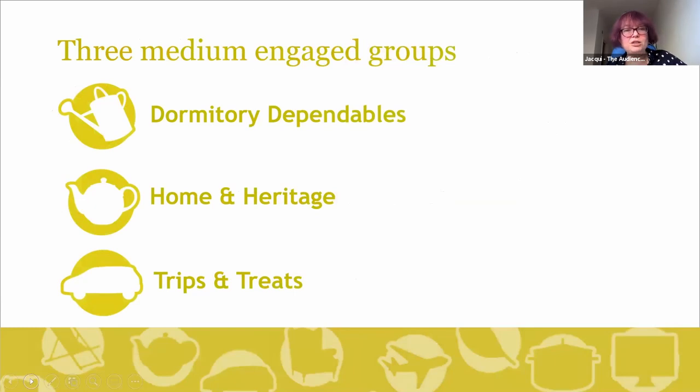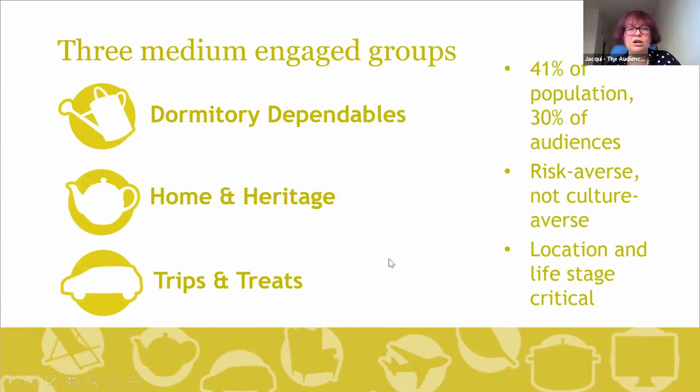There are 3 medium engaged groups. Again, they are more highly represented in the population than they are in audience profiles. For this group, they're slightly more cautious than the higher engaged groups. They're more drawn to familiar offers, things that they know what they're going to get. But that being said, particularly for Dormitory Dependables, which is the highest engaged of this group, a lot of their level of engagement is to do with the opportunity that they have.